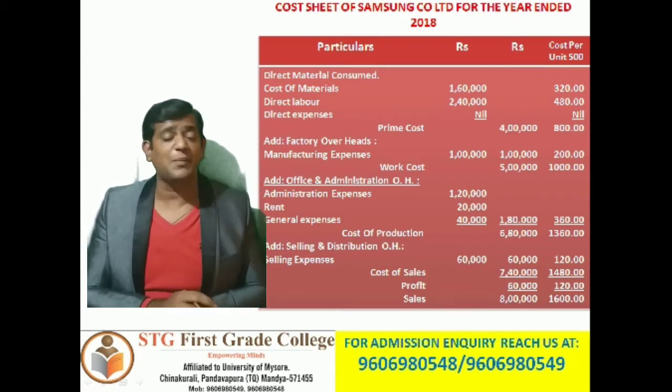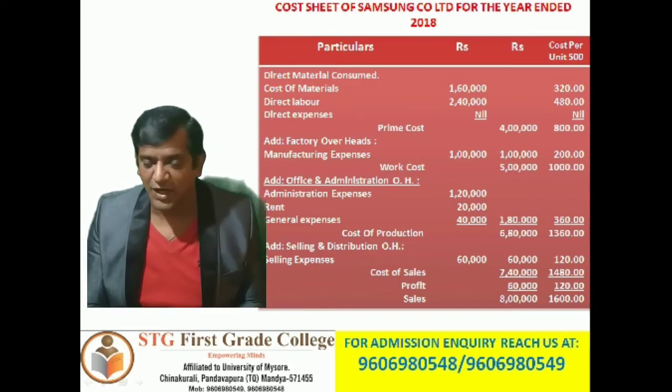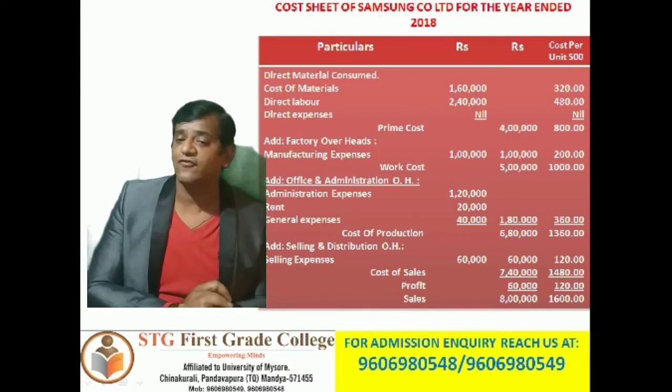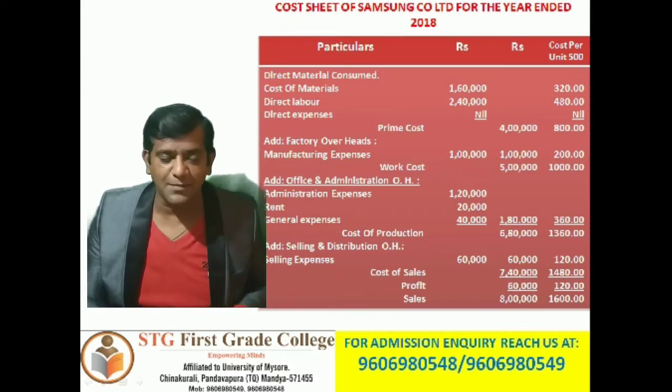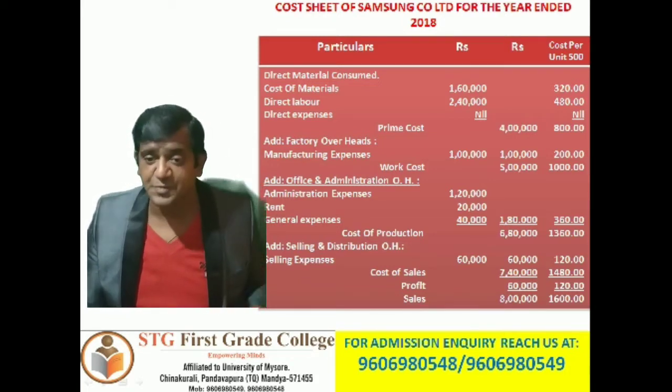Next, add selling and distribution overheads. Selling expenses how much? 60,000. So 60,000 divided by 500, 120. So 6,80,000 plus 60,000, 7,40,000 is the cost of sales. 7,40,000 divided by 500 units. So 1,480 is the cost per unit.